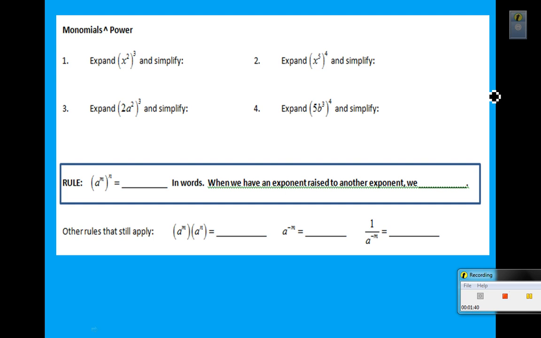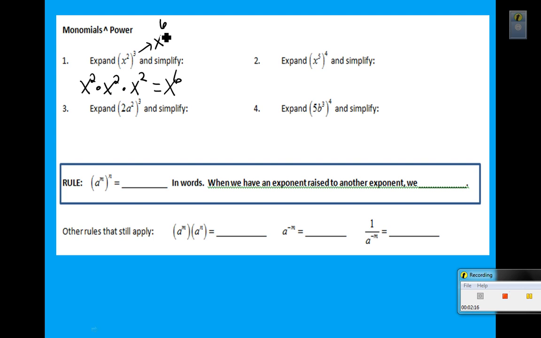I need to show you 2 more rules today. I need to show you what happens if we have a quantity to a power. So look at your very first one here. I've got x squared, that quantity, to the 3rd power. What that means, guys, is I have x squared times x squared times x squared for a total of x to the, and then based on what we did last time, 2 plus 2 plus 2 is 6. So x squared cubed is really x to the 6th power.